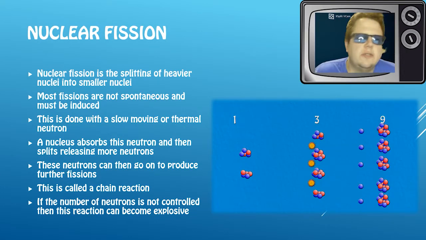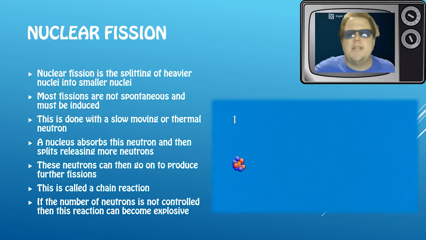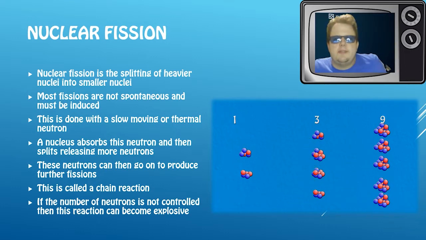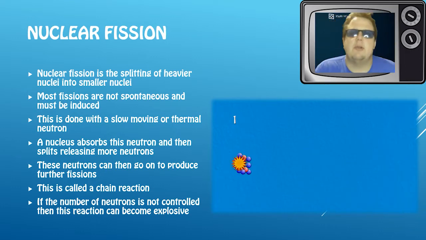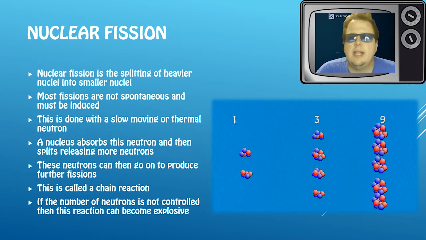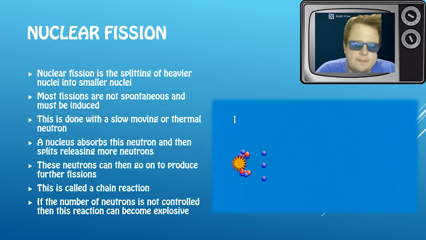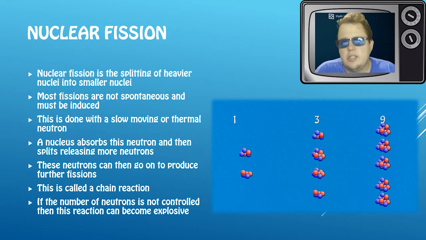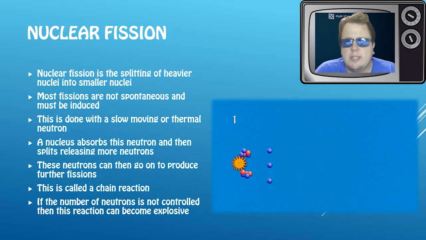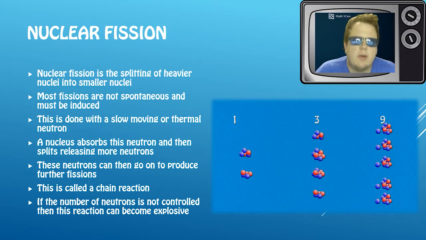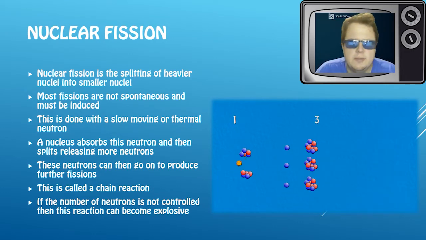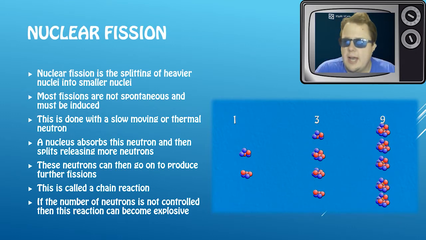Okay, on to the first process then, nuclear fission. Nuclear fission is basically the process of splitting heavier nuclei into smaller nuclei. Now, most fissions that happen in a nuclear power station are not spontaneous. They don't happen by themselves. We have to induce them. We have to cause them to happen.